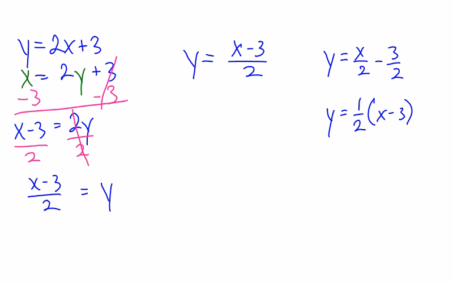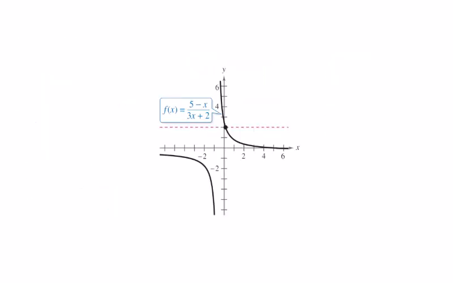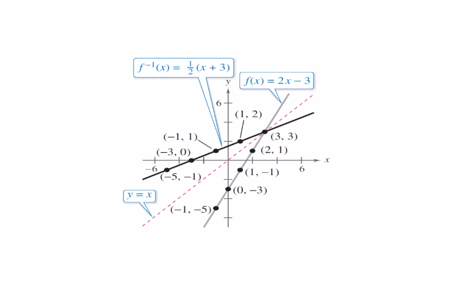And then again, all we have to do is just swap this y with f inverse of x. And now we're ready to go. So this is the inverse of this original function, right? And remember, we saw the graph earlier. Oh, actually, that's the wrong one. This is the graph that I was looking at. So this is the original function f of x, 2x minus 3. And then this is the inverse, right?